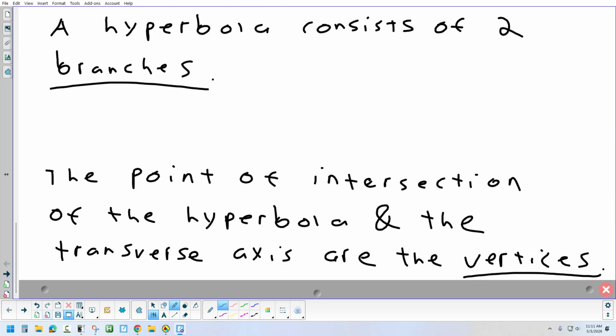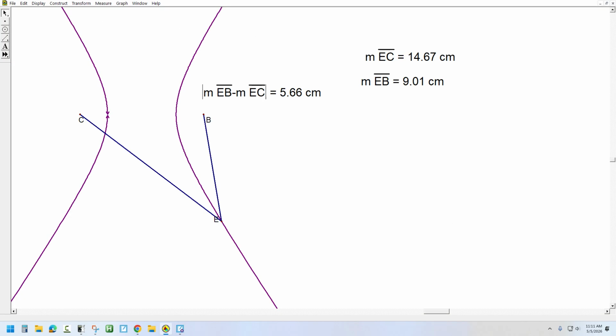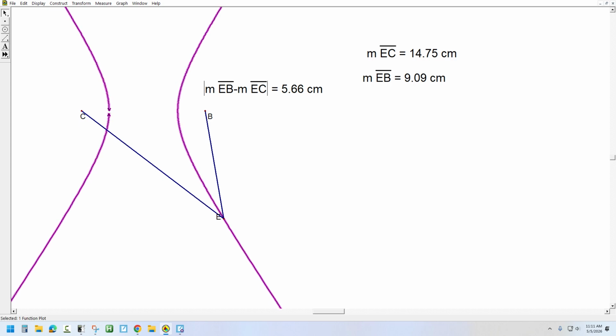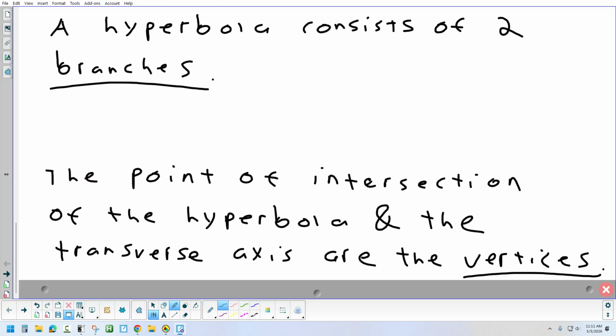And then lastly, where the transverse axis crosses the hyperbola. So in other words, like right about there, and right about there. Those 2 points are called the vertices. Okay, so if I drew a hyperbola like this, and drew in my transverse axis, that's a vertex, that's a vertex.